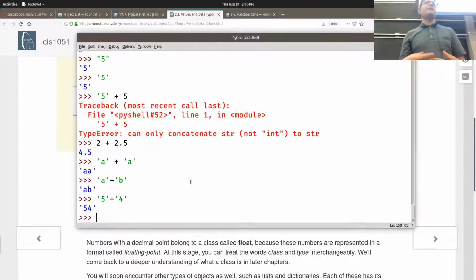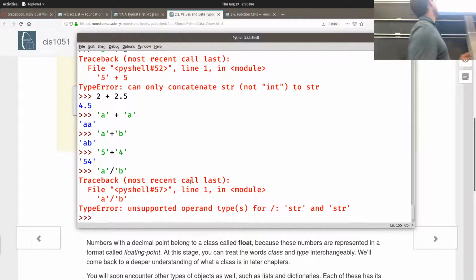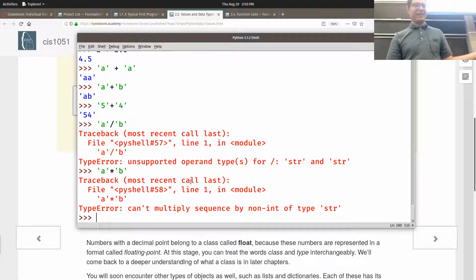Now, you're probably going, oh God, do I have to learn what happens when I divide strings? A divided by B. And yes, you do have to know what happens when we divide A by B, which is that we get an error. You can't do it. Same with subtraction. It makes no sense to do subtraction. What about A times B? Doesn't make sense either.